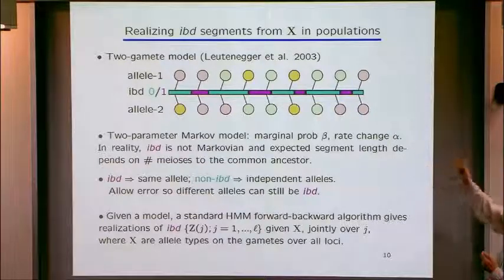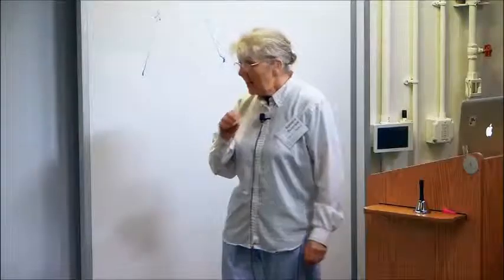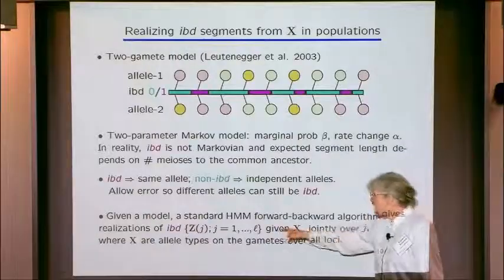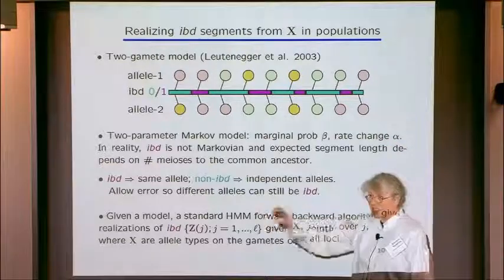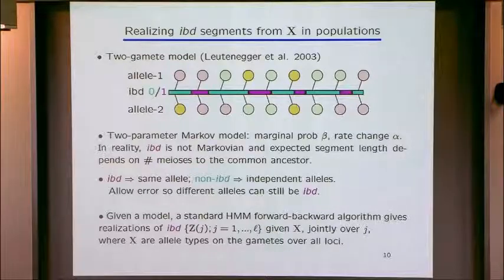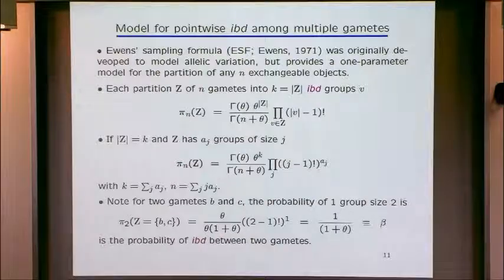And this, of course, is a very simple HMM with just two latent states. So you compute along, you compute backwards, and you can get the probability of IBD at each point along the genome. And more importantly, from my point of view, because we're going to want realizations, you can get joint realizations of the IBD by computing forwards and going backwards along the genome across the chromosome in the standard HMM way.